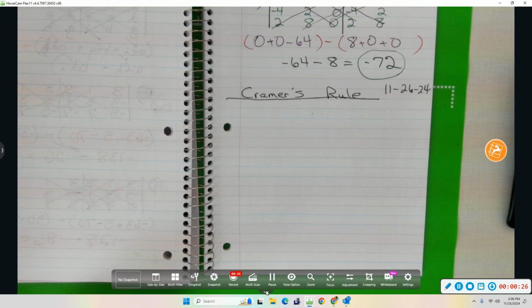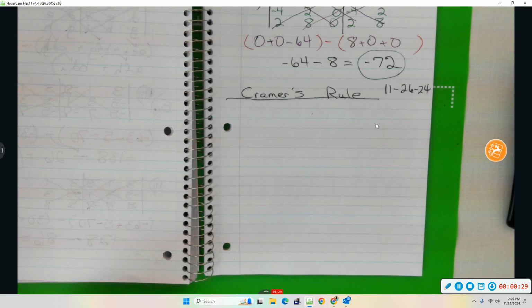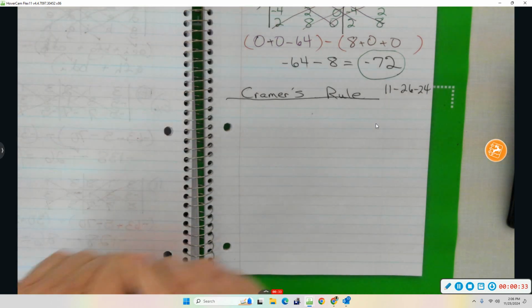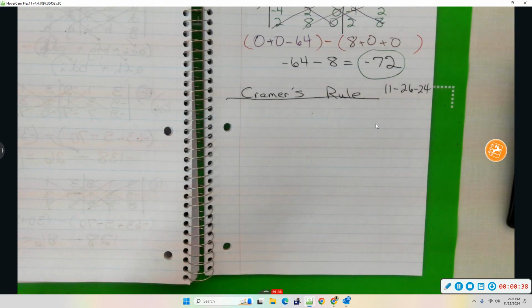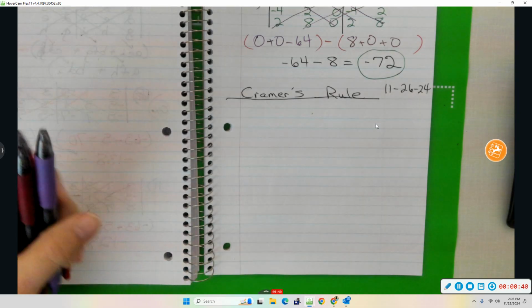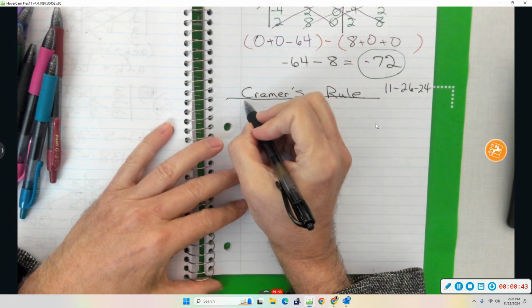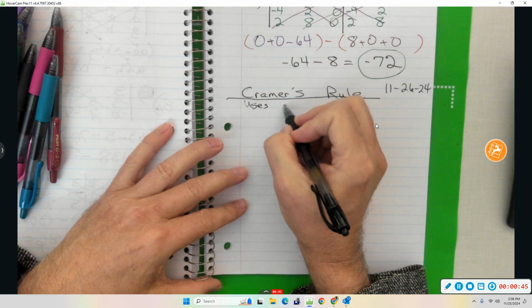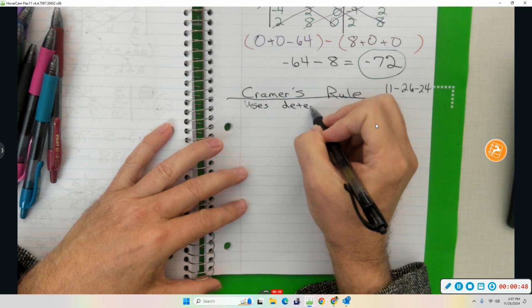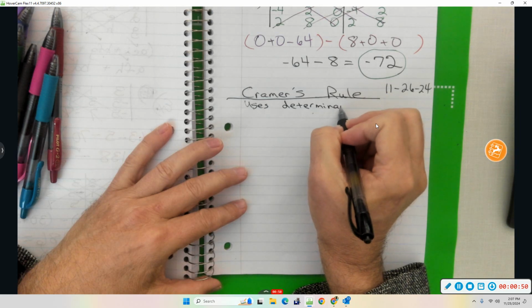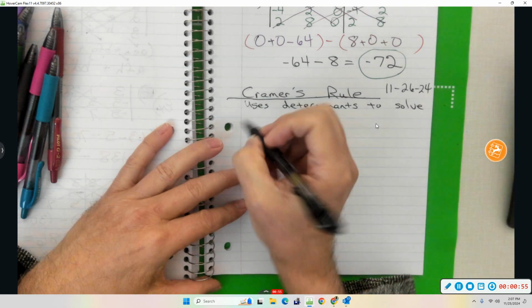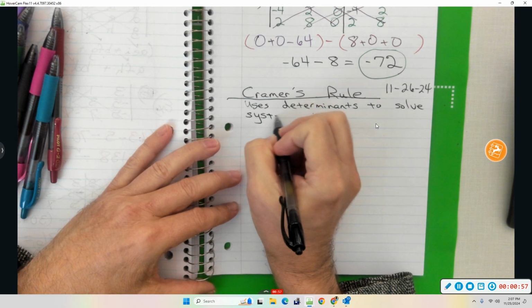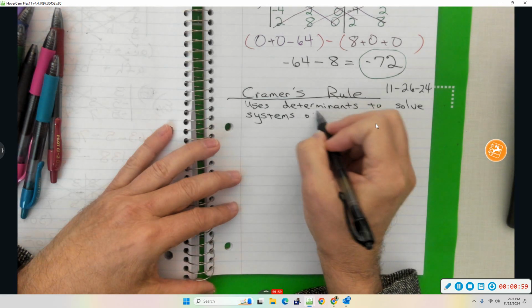Cramer was a very prolific mathematician, and he did lots of significant mathematical work, but the one thing he's remembered for is something he didn't consider that significant. It's called Cramer's rule. Cramer's rule uses determinants to solve systems of linear equations instead of using elimination or substitution.